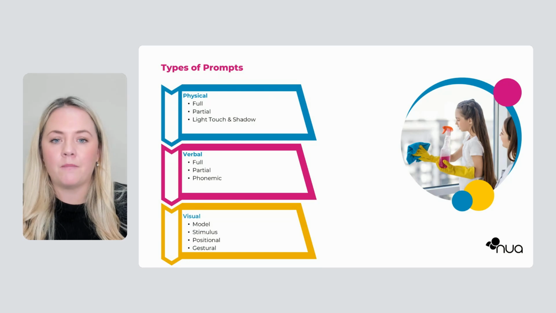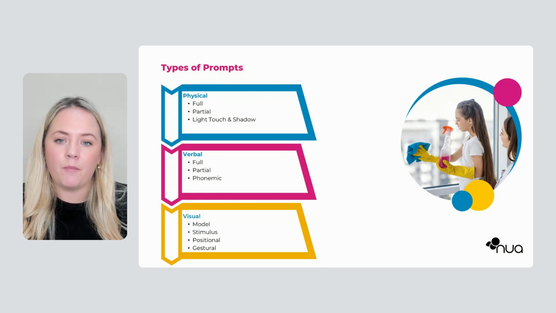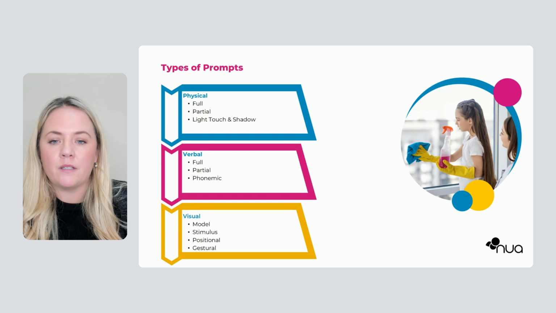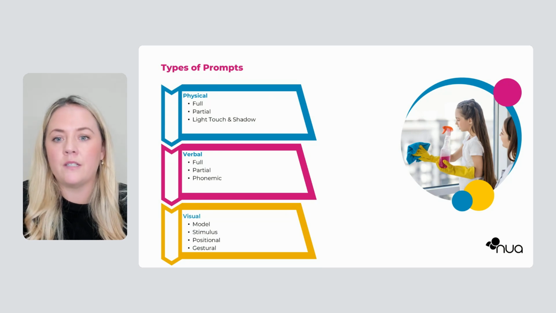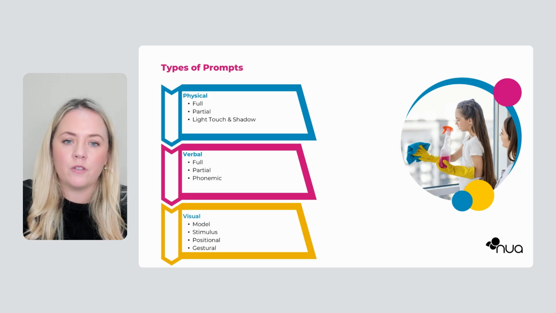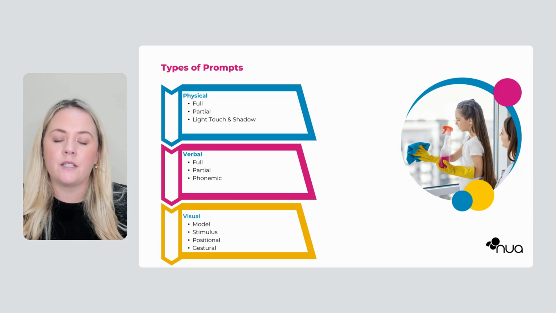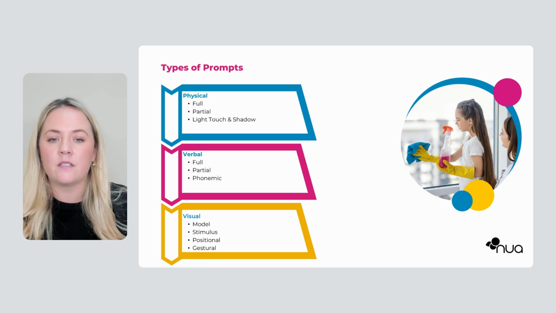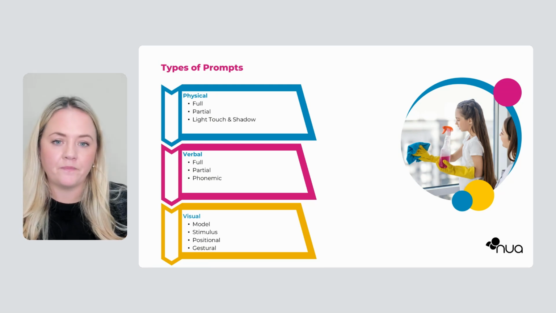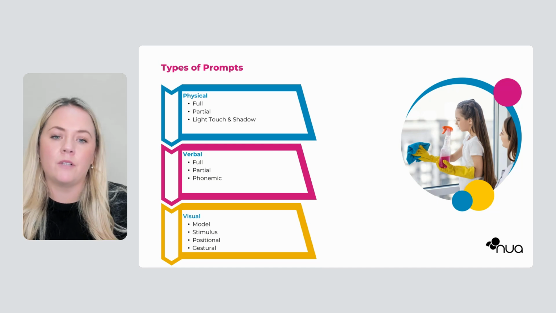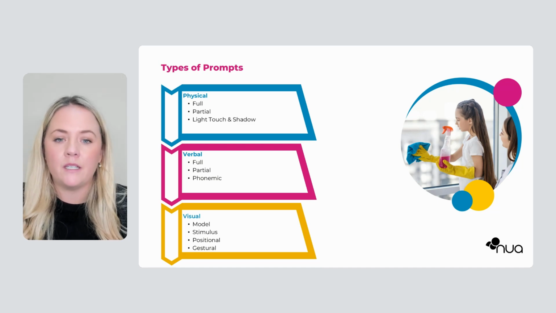For partial physical prompting, what we might try to do is remove that back and gently guide the person's elbow towards the toothbrush, indicating that they're to pick the toothbrush up. And with light touch and shadowing, we can fade that back even further to, for example, give somebody a light tap on the wrist or on the hand or on the shoulder to indicate you're supposed to pick up the toothbrush now.